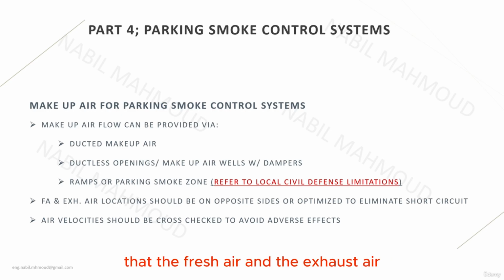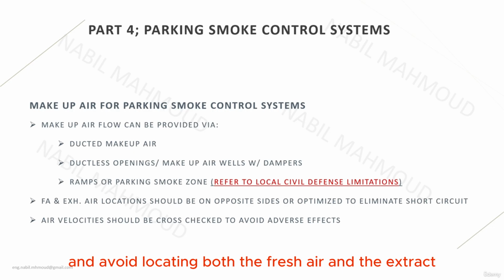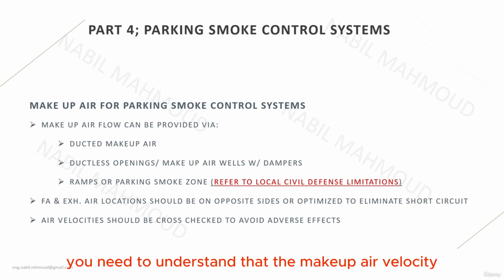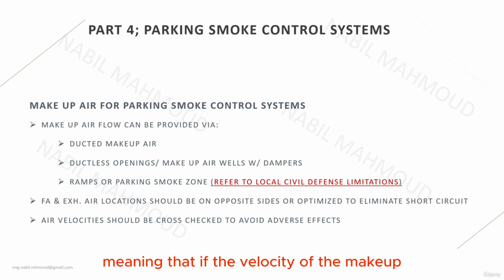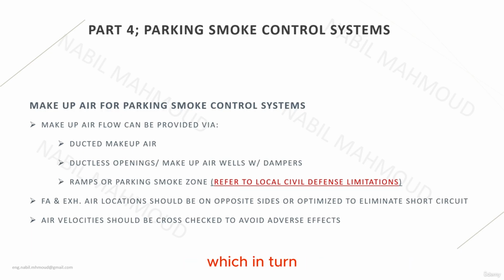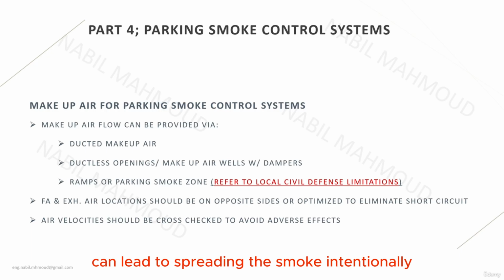You need also to understand that the fresh air and the exhaust air locations should be on opposite sides, or optimized as much as possible to eliminate any short-circuiting of the air, which means that you need to run the fresh air inside the parking and distribute it evenly as much as possible, and avoid locating both the fresh air and the extract near to each other. Lastly, you need to understand that the makeup air velocity should be cross-checked to prevent any adverse effects, meaning that if the velocity of the makeup air is relatively high, it will cause mixing of the smoke with the fresh air, which can lead to spreading the smoke rather than maintaining the fresh air area clear of smoke.